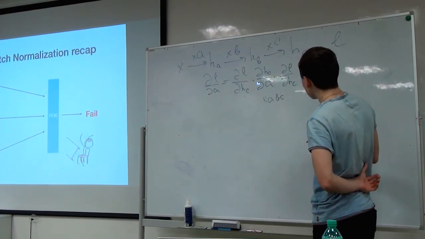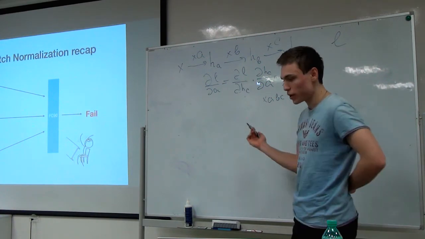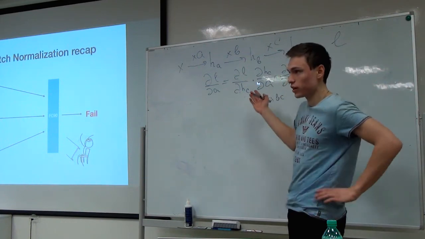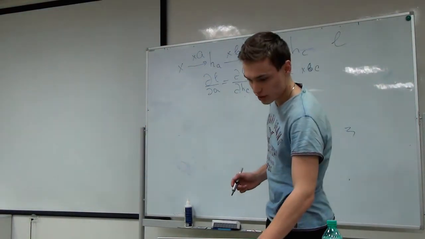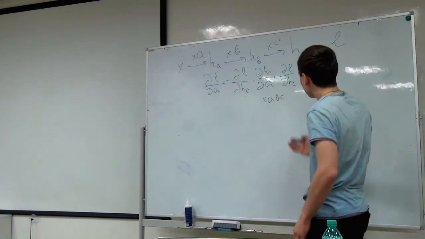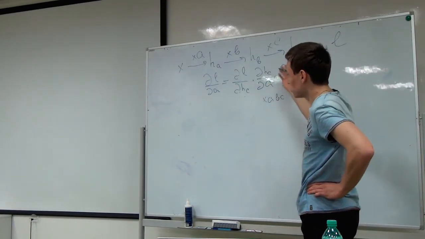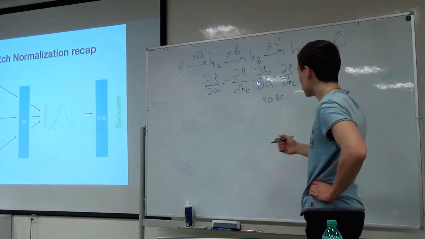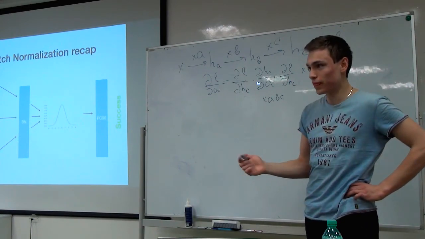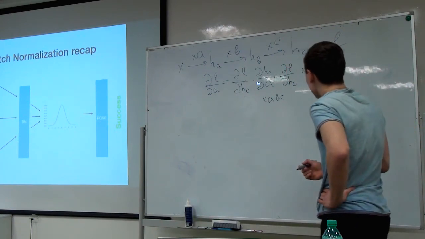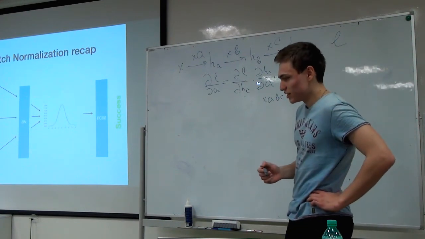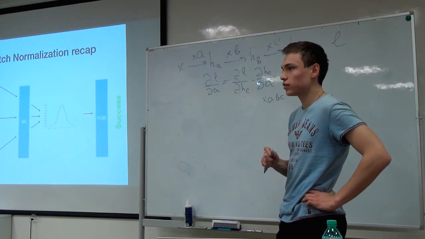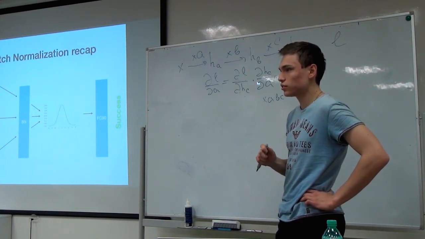Yes, if, for example, B is very high, we have a very high gradient with respect to A, and if one of B or C is very small, the gradient will also be very small. Yes, this is true. If it's small, we'll have some problems with the convergence. So the optimization algorithm will be very slow.